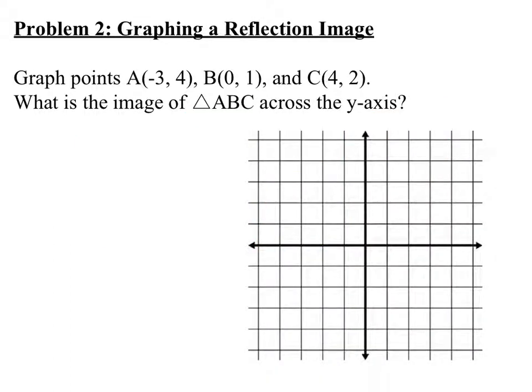Now we're going to be taking 3 points and doing a reflection. We're going to form a triangle, so we need to plot these points first. A is at negative 3, 4. So here's A. B is at 0, 1. That's B. And C is at 4, 2. So there's C. Here's my triangle.